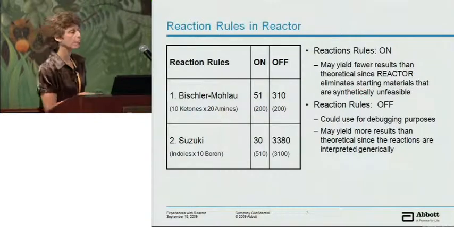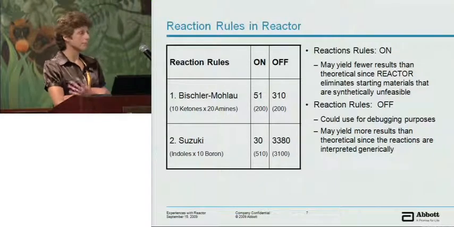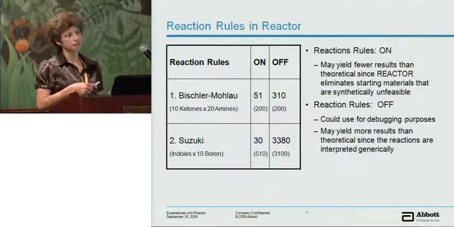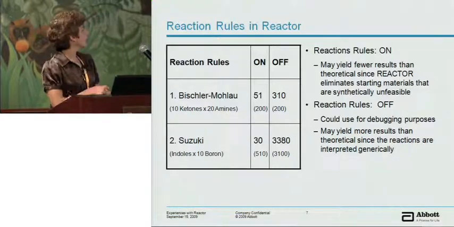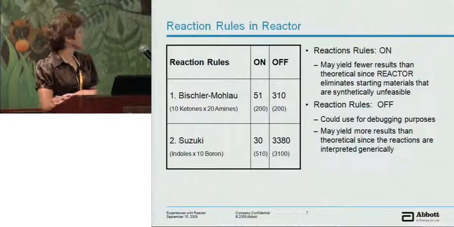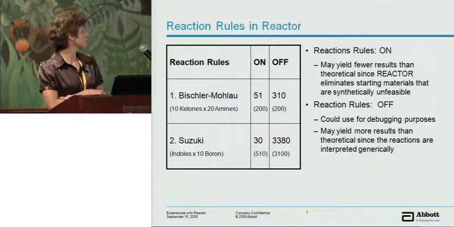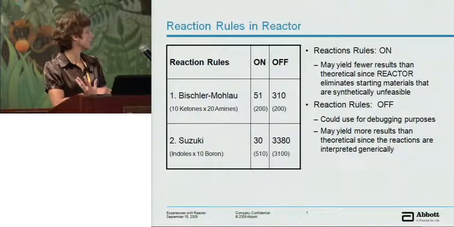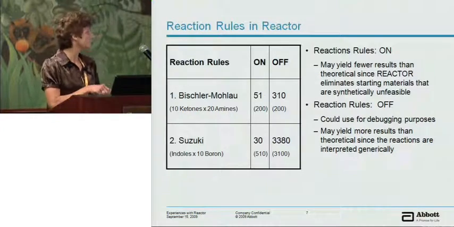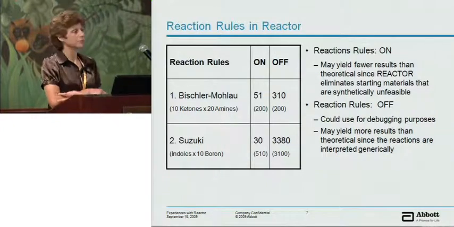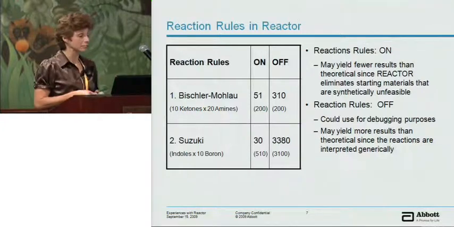As you know, Reactor has these nice reaction rules, and in Pipeline Pilot you do have the ability to turn on and off any of the rules that you think may be inhibiting your reaction. Of course, with the reaction rules on, you're going to get fewer results than would be theoretically predicted, because Reactor is going to eliminate any starting materials that are synthetically unfeasible. And with the reaction rules off, you're going to probably get a lot more products than expected, because things will react in more than one way, and you're going to get basically synthetically unfeasible products.